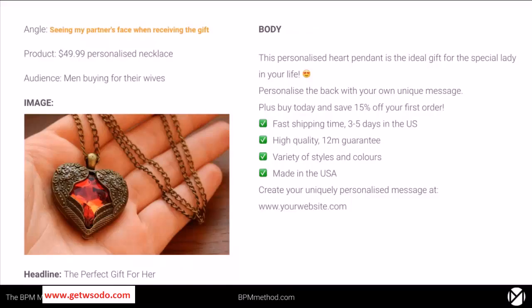Just for the sake of this example, could be men buying for wives, women buying for husbands, men buying for husbands, women buying for wives. There's lots of different variations of this as well. But I've just picked one avatar here, so men buying for their wives. There's the product image, and it's a typical image that people would use in their ads. Might be a video, might be a static, for example. And at the bottom, you can see my headline, the perfect gift for her. Nothing amazing, but it's nice.